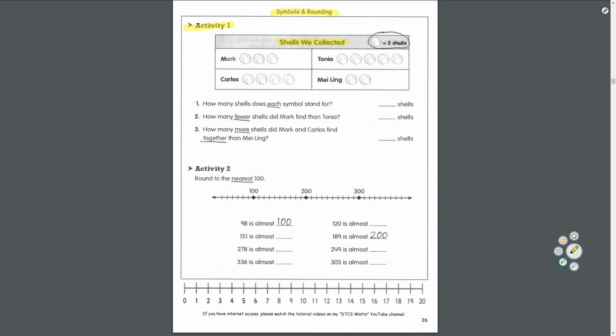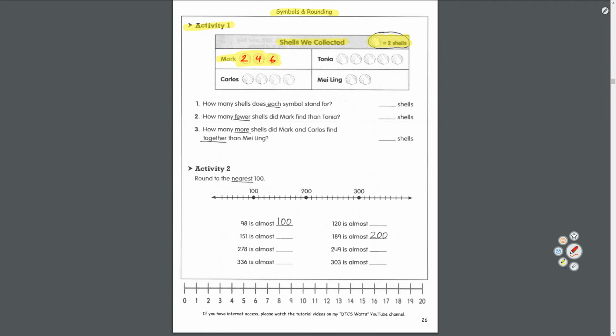Shells we collected. And this is very important. Here, one symbol, one picture of a shell, it actually means 2 shells, not just one. You need to know that. Very important. One picture of a shell means 2 shells. So Mark has 3 pictures of shells, but each one is 2. So 2, 4, 6. He actually has 6 shells, not 3.